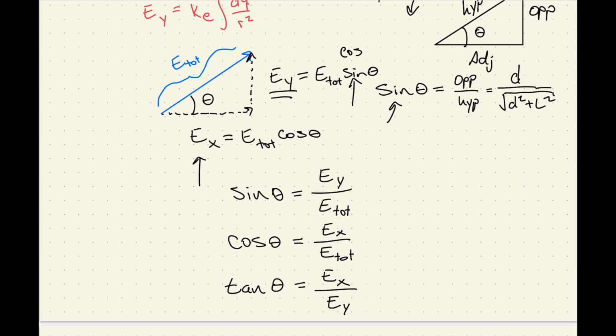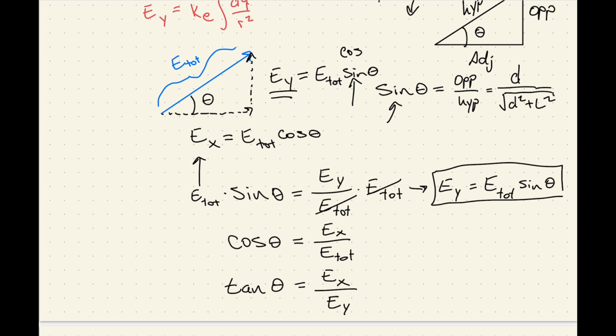So let's multiply this by E total on both sides. This E total cancels with this E total, and this gives us an equation for EY. On the other side, we have E total times the trig term, which is sine theta. So this gives us one component. We'll do the same thing on this side, multiply both sides by E total, which gives us the X component as the total electric field vector times cosine of theta.